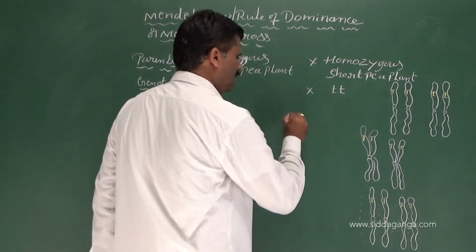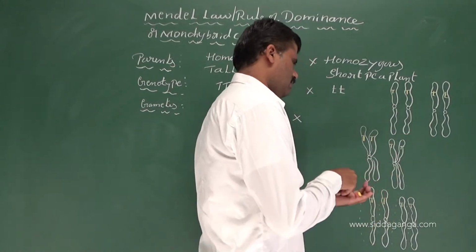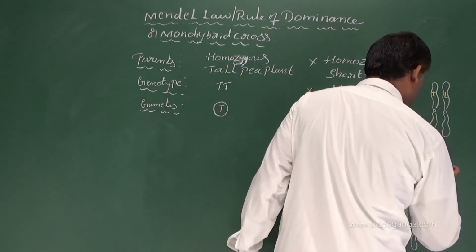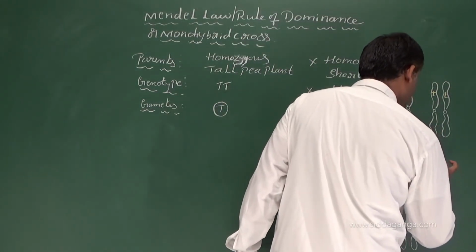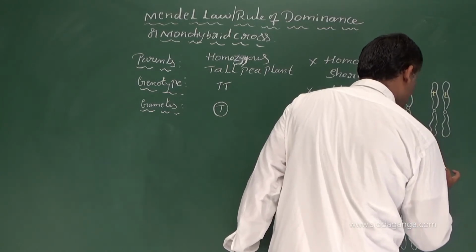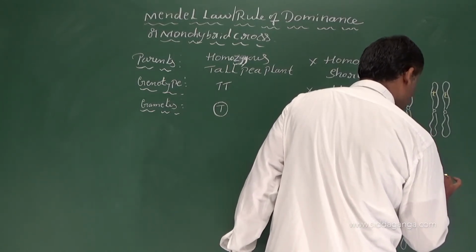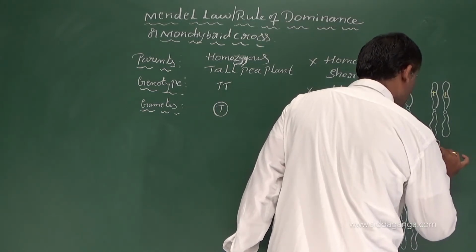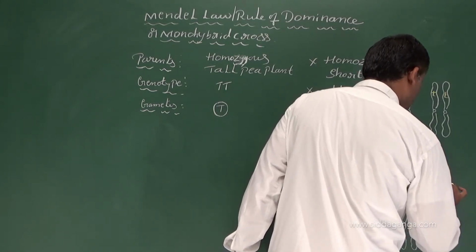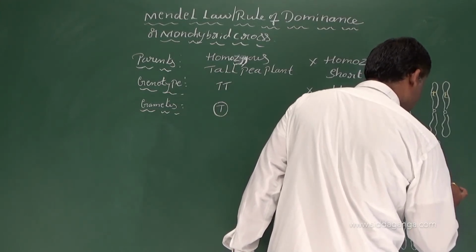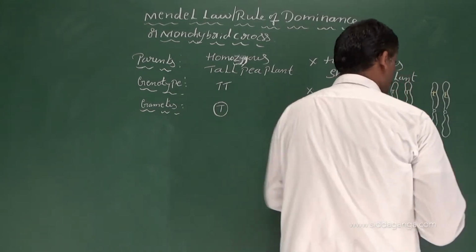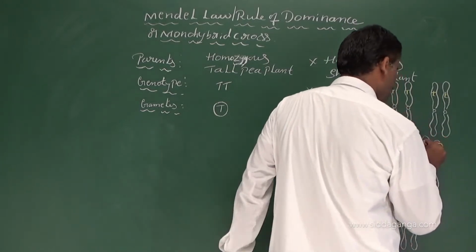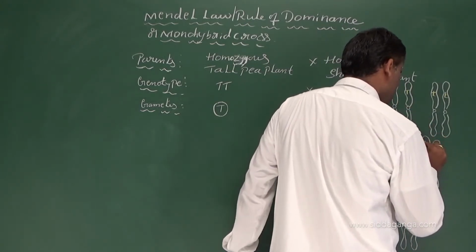Next, like this, here also the chromosomes during meiosis undergo duplication. Duplication means doubling to form daughter chromosomes.